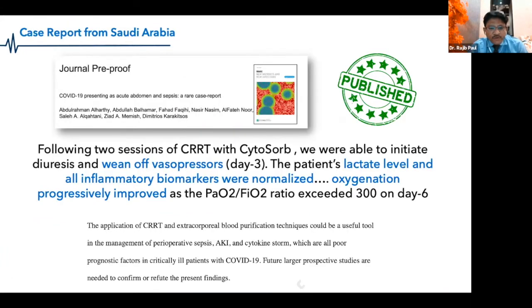Another case report from Saudi Arabia showed 2 sessions of CRRT with Cytosorb. This was a case of COVID-19 presenting as an acute abdomen and sepsis, a rare case report, in which with 2 sessions of CRRT with Cytosorb, we were able to initiate diuresis and wean vasopressors by day 3. Patient lactate levels and other inflammatory biomarkers were normalized. Oxygenation PF ratios improved to normalization on day 6. This was a rare presentation in COVID-19.